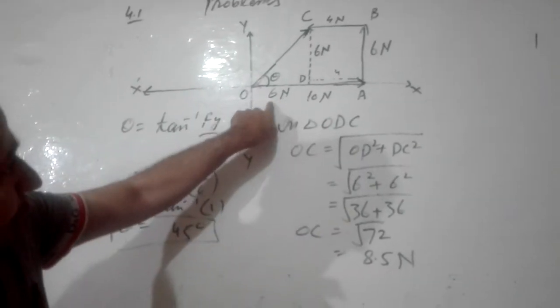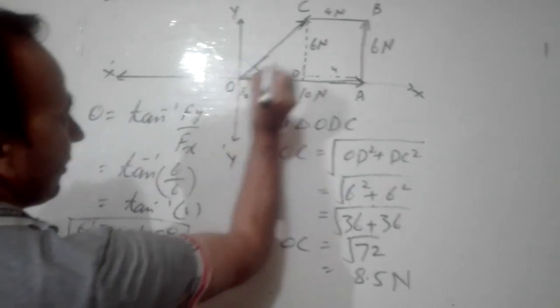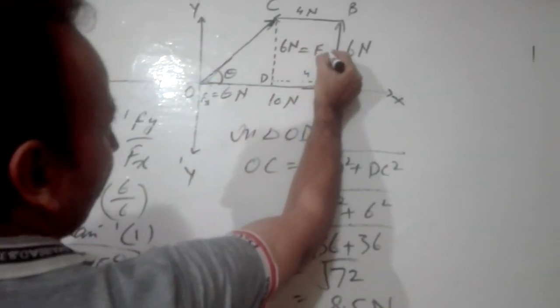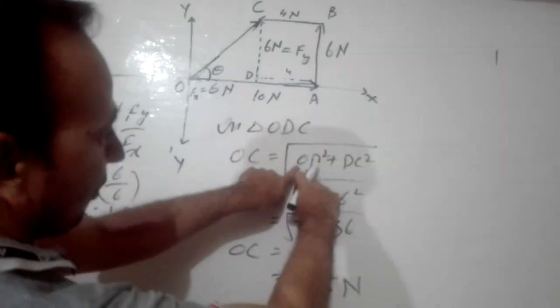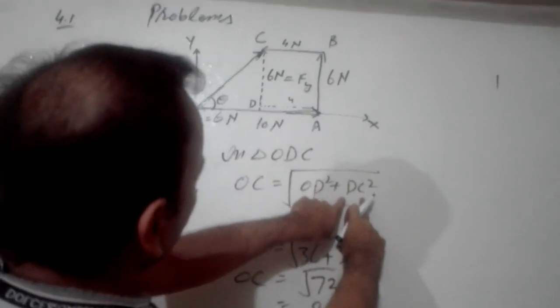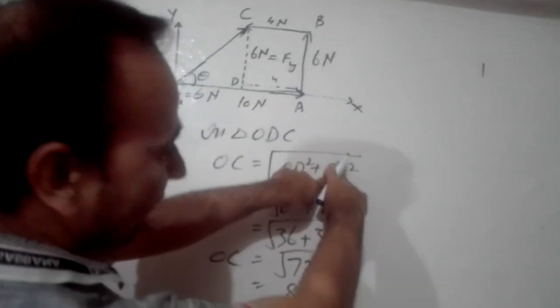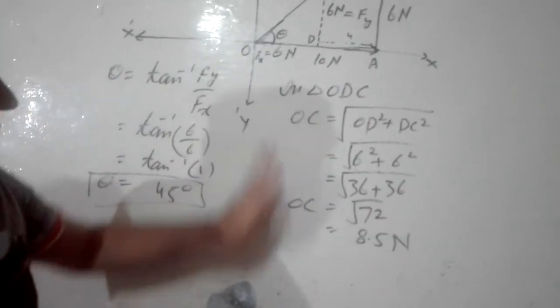Note down, 6 Newton is the horizontal force. You can also write it as Fx. You can also write this as Fy. So you can also place these values in this formula. In place of OD, you can write Fx squared. In place of DC, you can write Fy squared. So in either way, you can put the values. So this is the right answer.